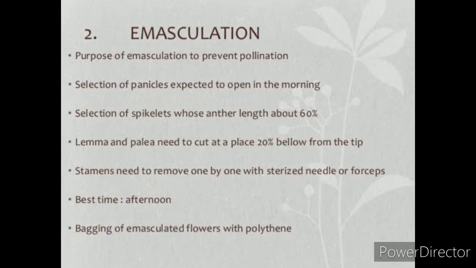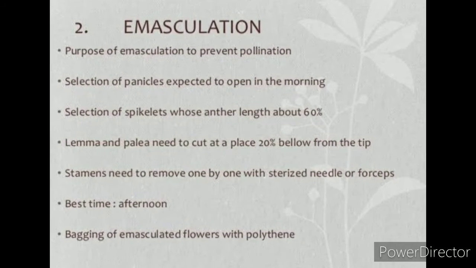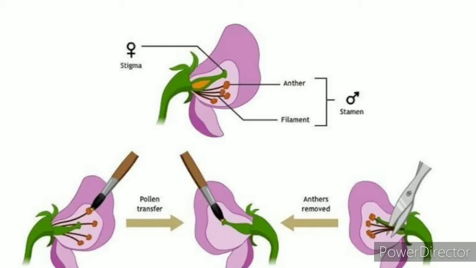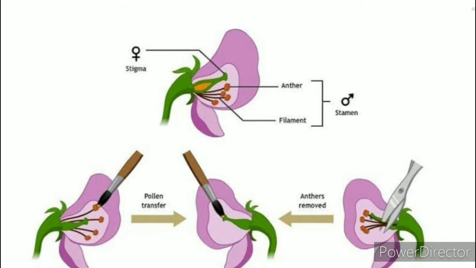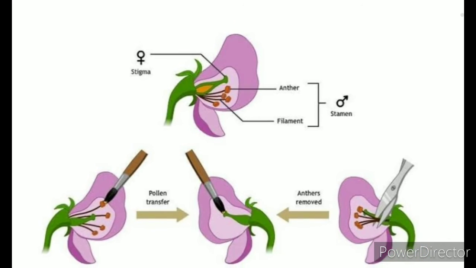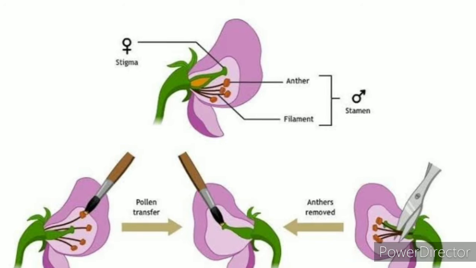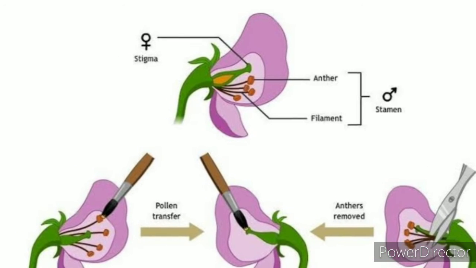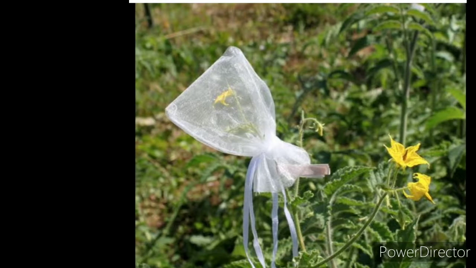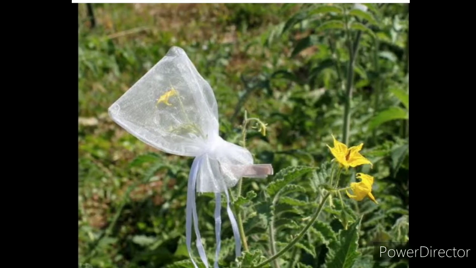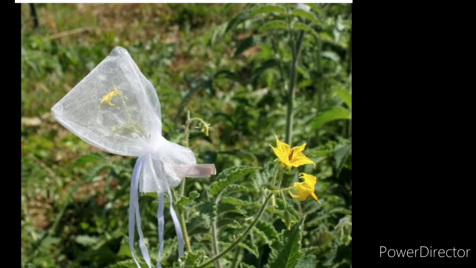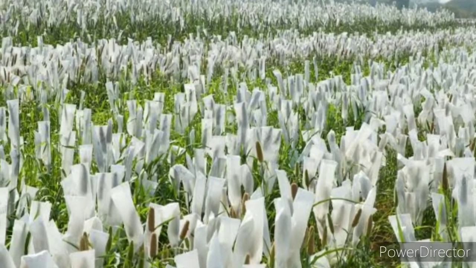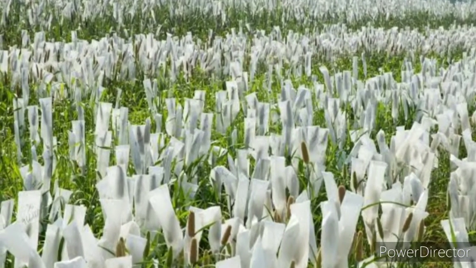Second step is emasculation. Emasculation is a process of removal of anthers to prevent self-pollination before dehiscence of anther. Then bagging. The stigma of a flower is protected against any undesirable pollen grains by covering it with a bag.